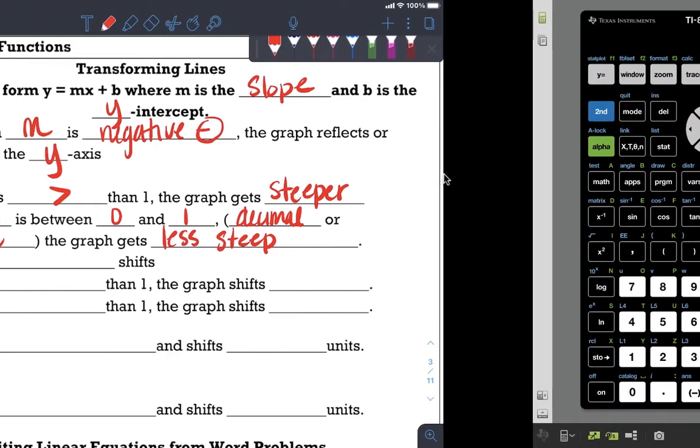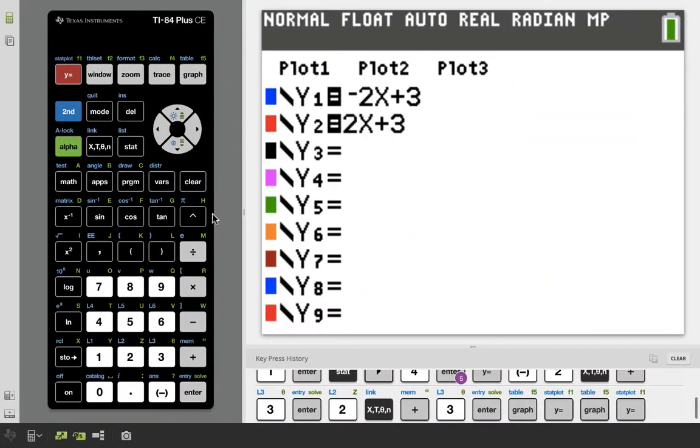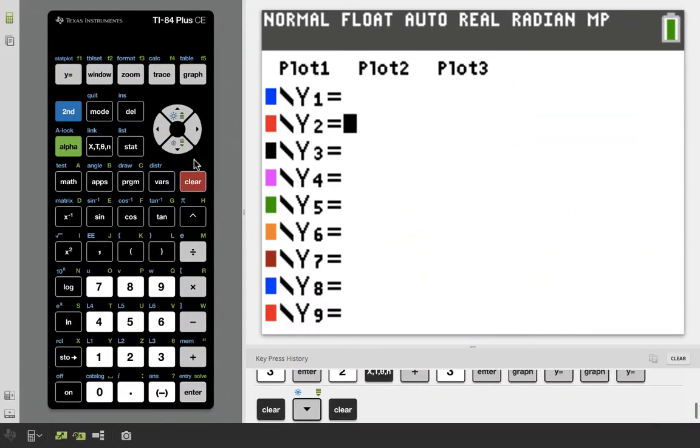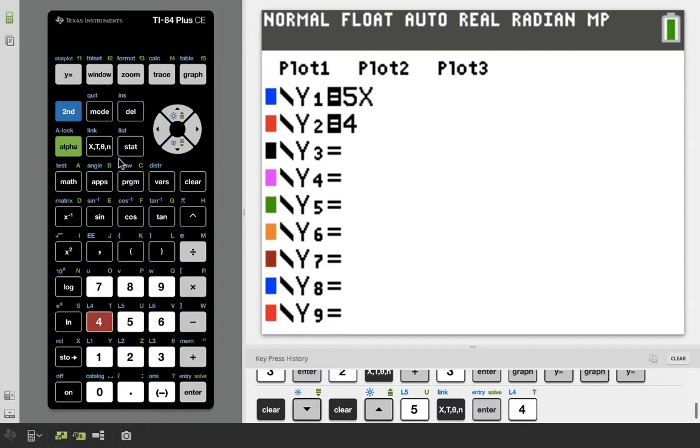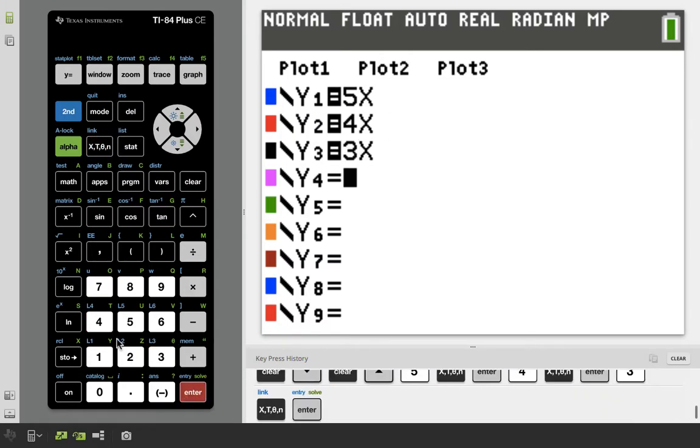So let's take a look at an example of that. Let's go back over here. I'm going to draw in a couple of slopes. So first I'm going to start with a really big slope. And I'm going to keep going down so you can kind of see the progression of it.